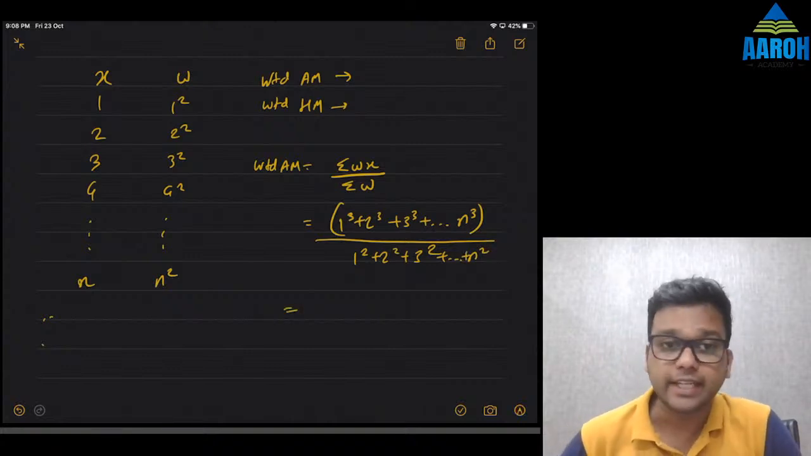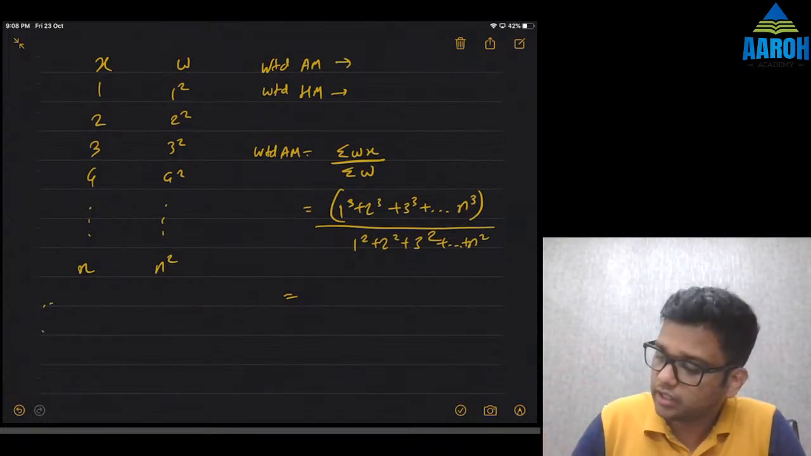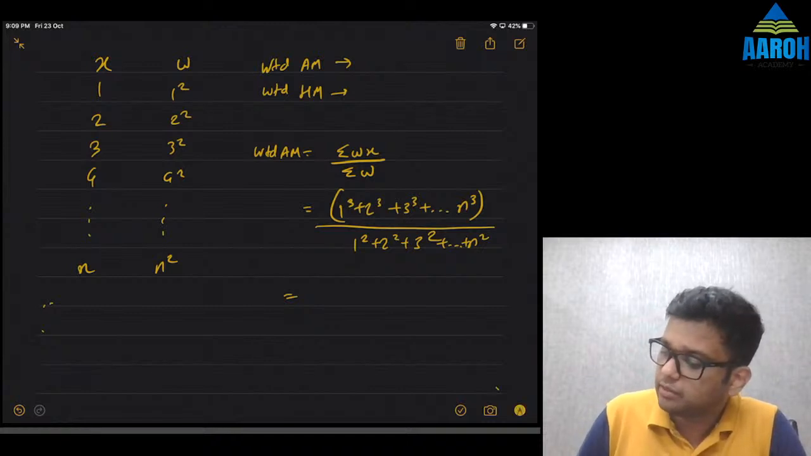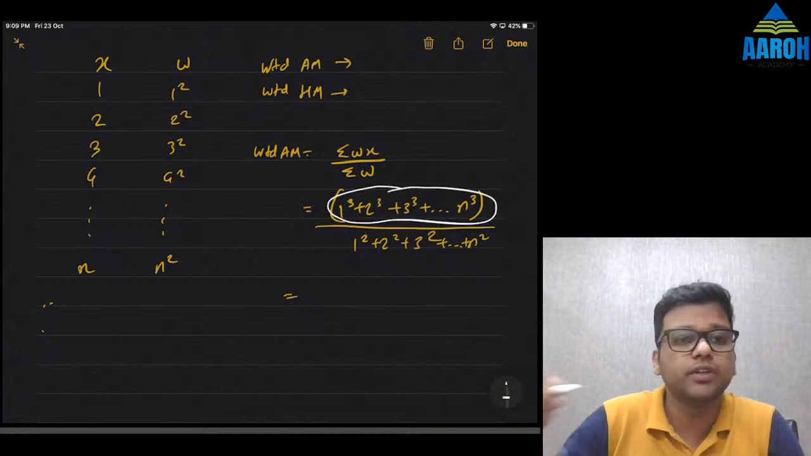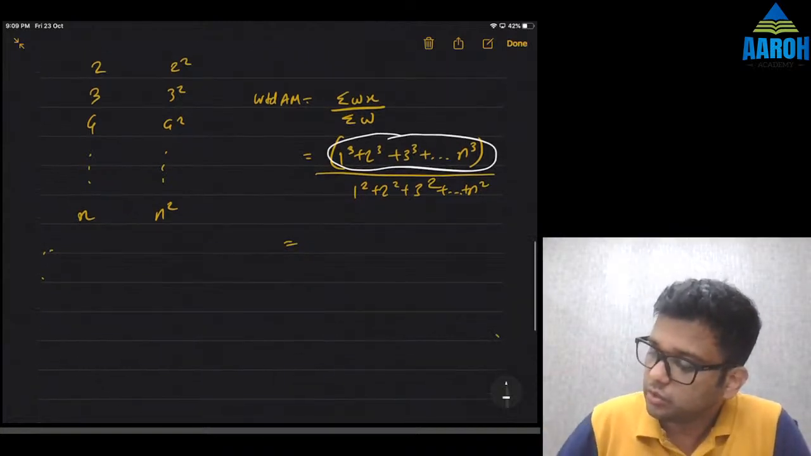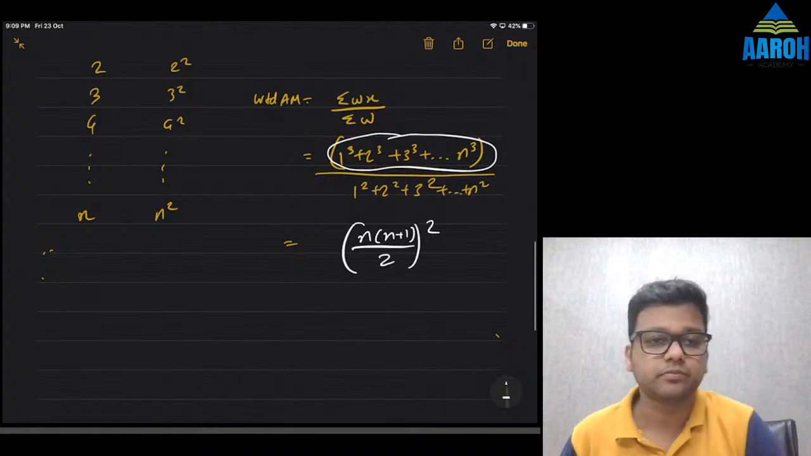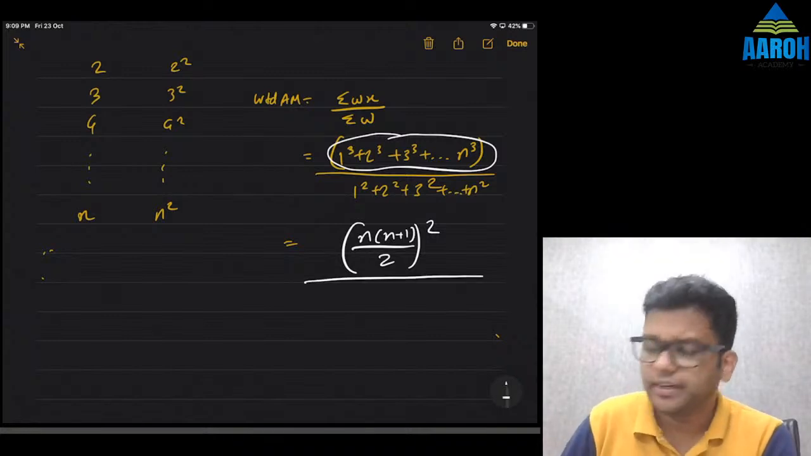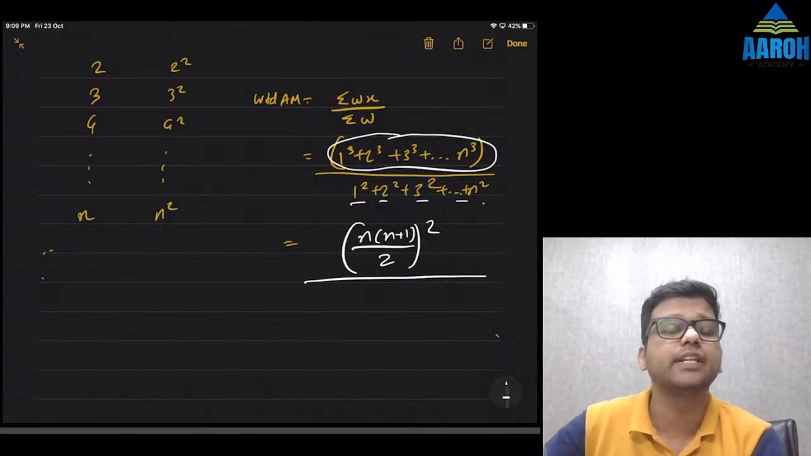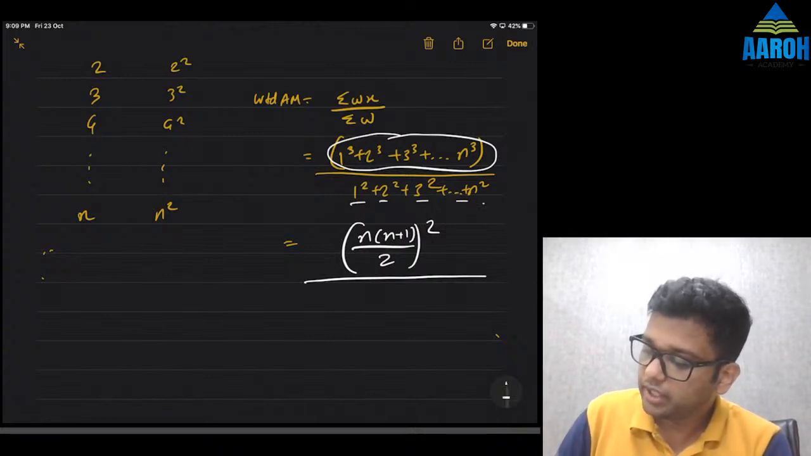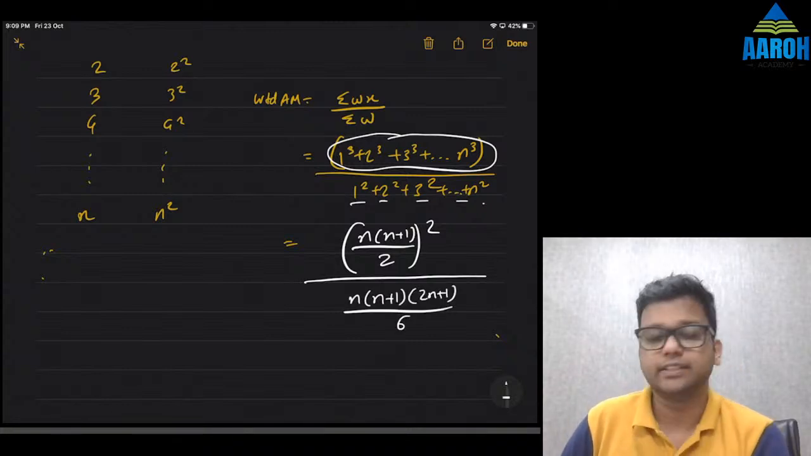Now if you remember sequence and series, the sum of cubes of first n natural numbers is what? Observe, this numerator is nothing but the sum of cubes of first n natural numbers, 1 cube, 2 cube, 3 cube up to n cube. So that is n into n plus 1 by 2, whole bracket square. And in the denominator, this is the sum of squares of first n natural numbers, so it is n into n plus 1 into 2n plus 1 upon 6.